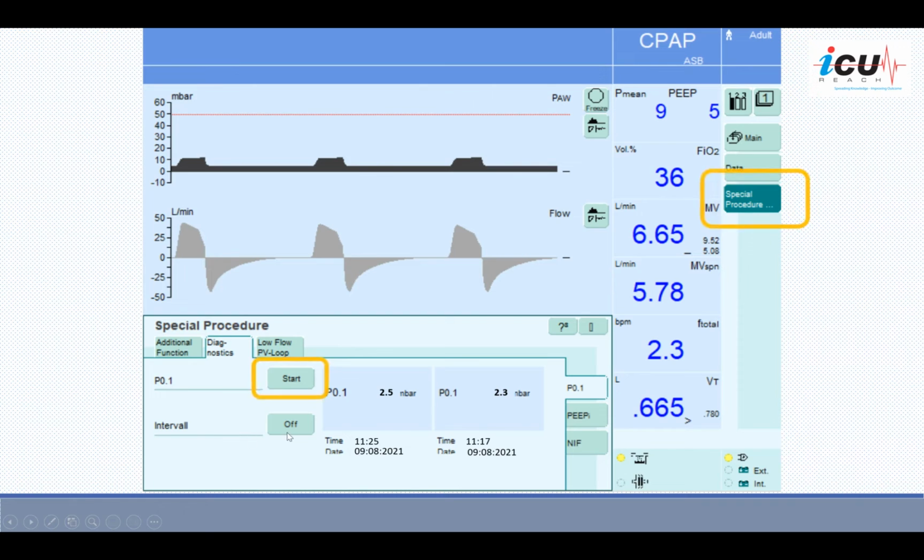If you set the ventilator here to do it every 5 minutes, the machine will keep doing this. It will occlude the airways and will measure the pressure every 5 minutes. You can see here that the patient had 2 maneuvers. First one gave a pressure of 2.3, which is negative value, and the second one gave 2.5. Very appropriate level of support and sedation.